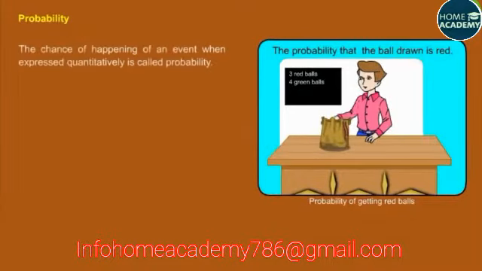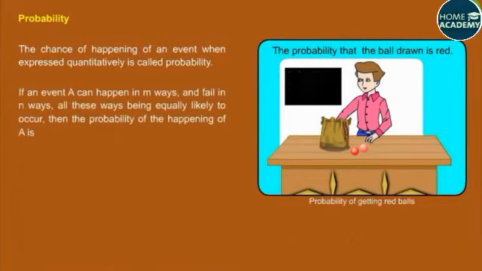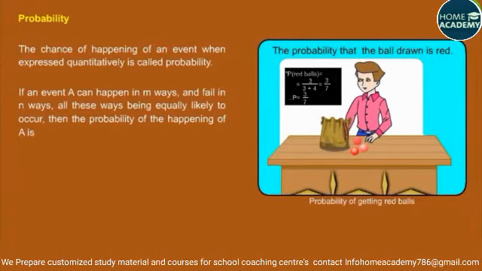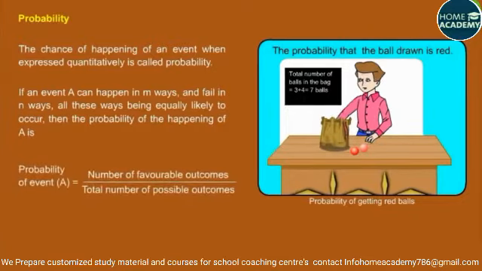Probability. The chance of happening of an event when expressed quantitatively is called probability. If an event A can happen in m ways and fail in n ways, all these ways being equally likely to occur, then the probability of the happening of A is: probability of event A equals number of favorable outcomes upon total number of possible outcomes equals m upon m plus n equals p.